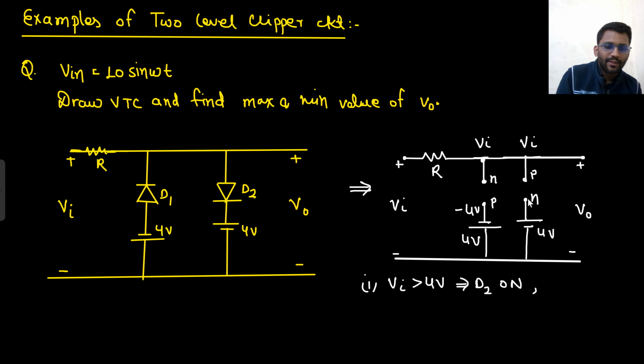Diode D2 is on and D1 is off. So what is happening? D1 is off, D2 is on. So what will be your circuit? Resistance R will be open circuited. There will be this battery involved.